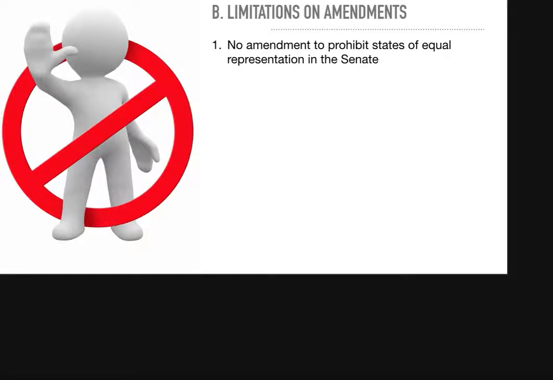Now, a couple things to note on limitations of amendments. You cannot make an amendment that would prohibit states from having equal representation in the Senate. Just can't do it. That was part of the Connecticut Compromise, and because that was a foundational principle in the Constitution, that one's never going to fly, unless for some reason some state agreed to it and said, yeah, we'll take a hit on that, we'll go down to one senator. No state's going to do that.